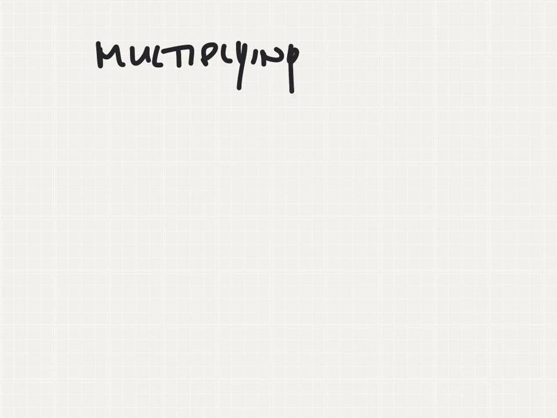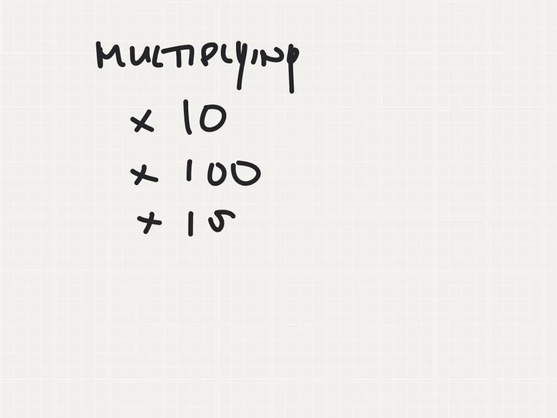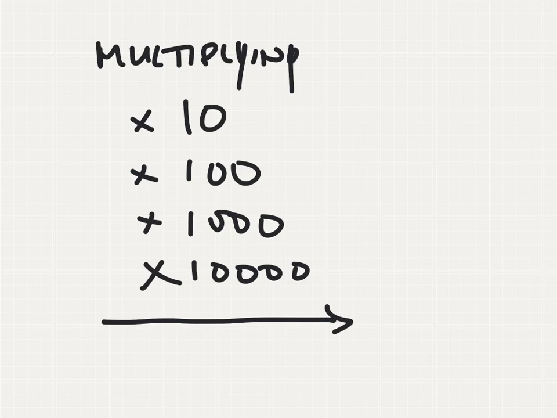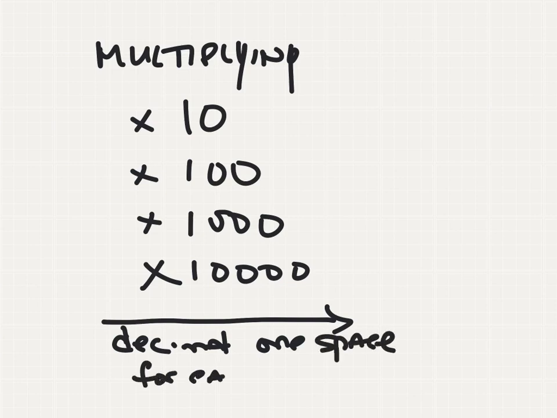Let's go ahead and wrap up this lesson. When multiplying by a power of 10, we can more quickly arrive at a correct product if we simply understand that we should move the decimal to the right one space for each 0 in my power of 10.